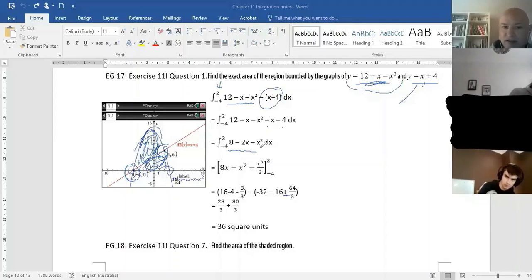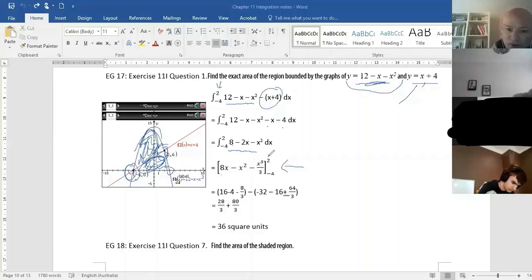Now I've got to integrate this, so the integral of 8 is 8x. The integral of negative 2x is negative x squared, and the integral of negative x squared is x cubed divided by 3, between negative 4 and 2. Any questions up to here? Okay, substitute x equals 2 first, always the top one. So put the 2 in: 8 times 2, 16, minus 2 squared, 4, minus 2 cubed, 8, divided by 3.